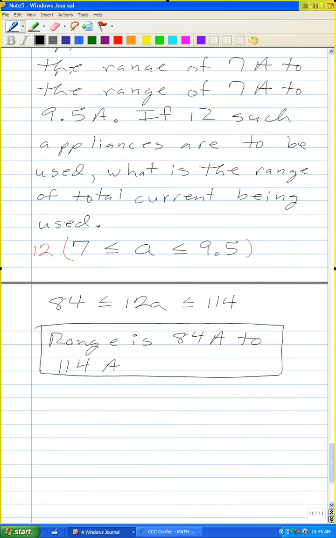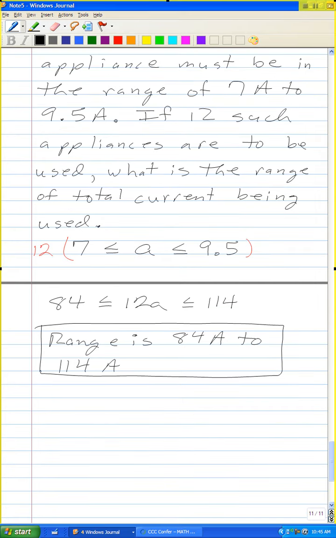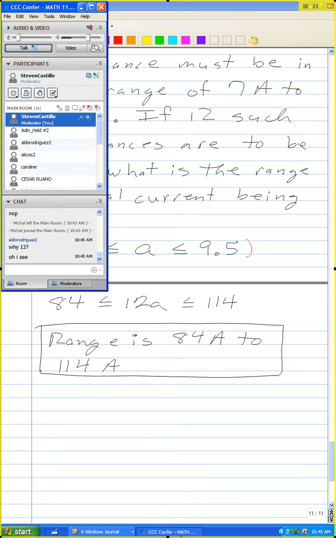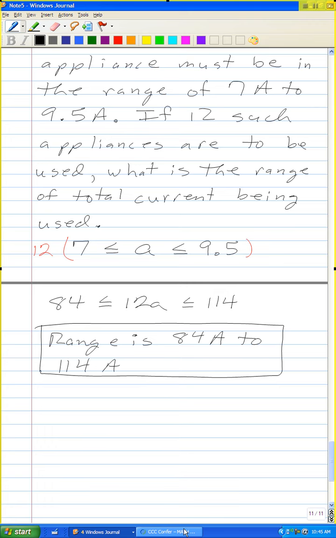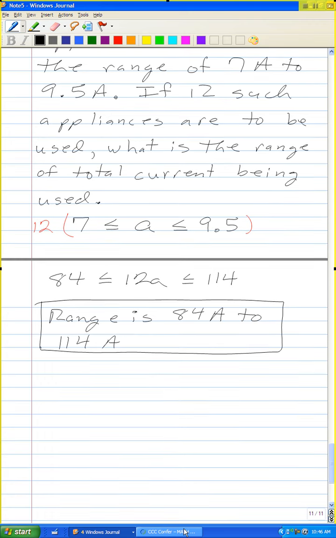Because there are 12 appliances, so they have 12 of these guys that are using this amount of current. Okay? And so that finishes off section 2.7, which finishes off chapter 2.